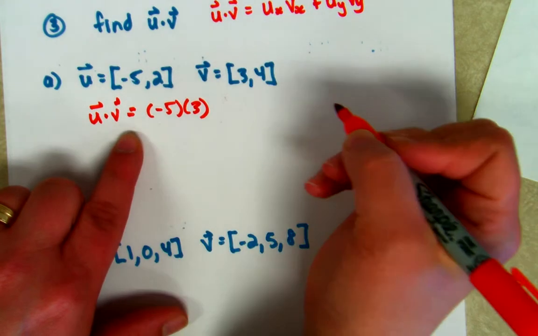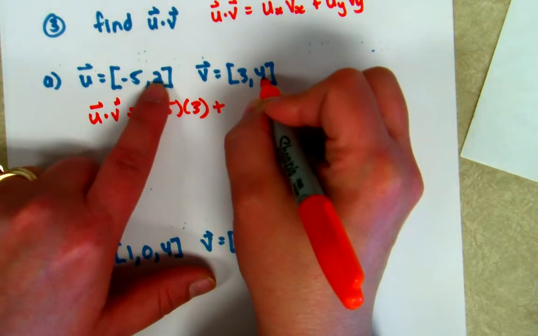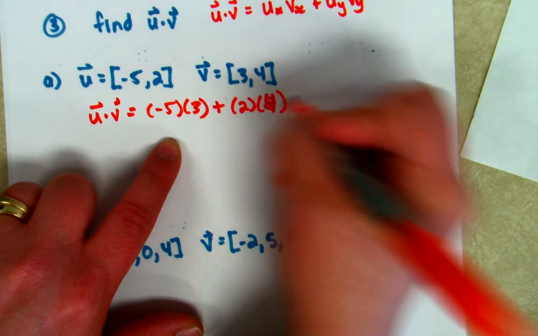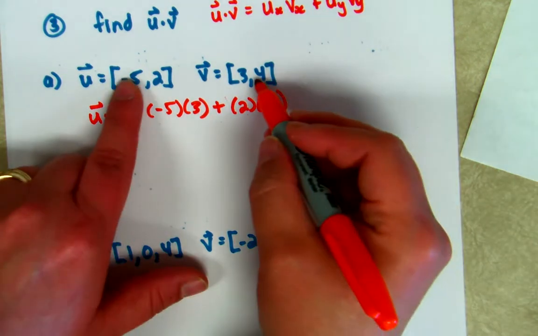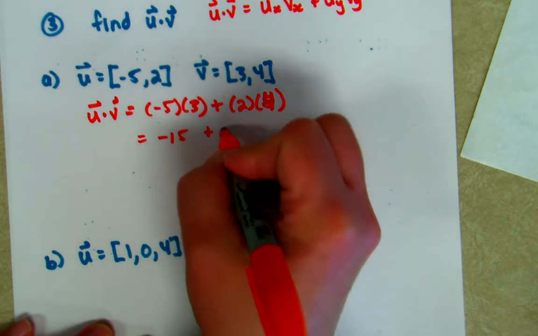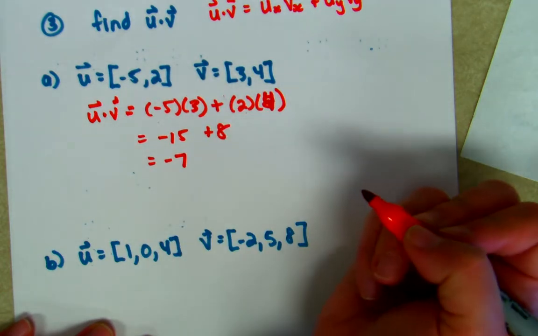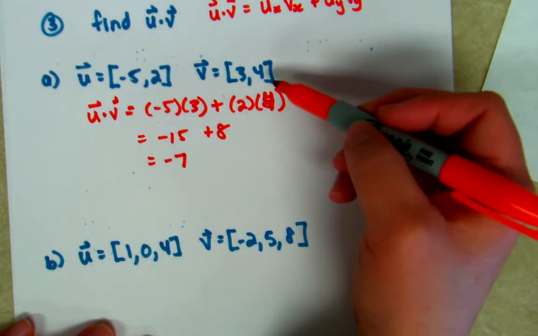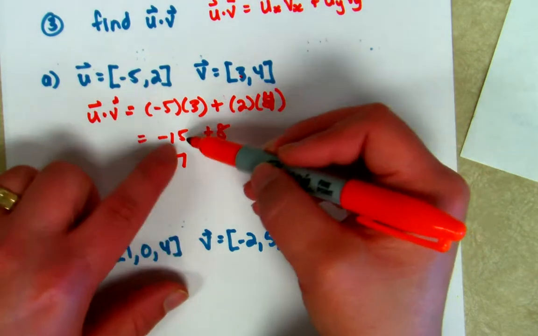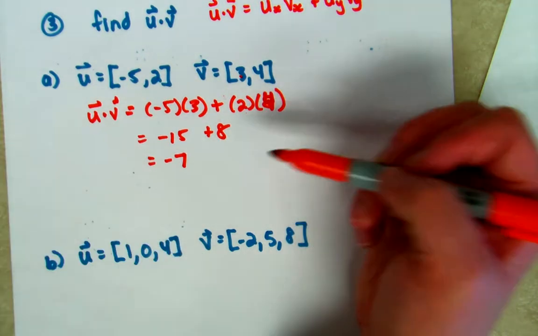I would probably just write the answer. And then you're going to add multiplying the y's together. So negative 5 times 3 plus 2 times 4. So that's going to give me negative 15 plus 8, or negative 7. I wouldn't show this step. I would probably just go negative 15, 8, add them together.